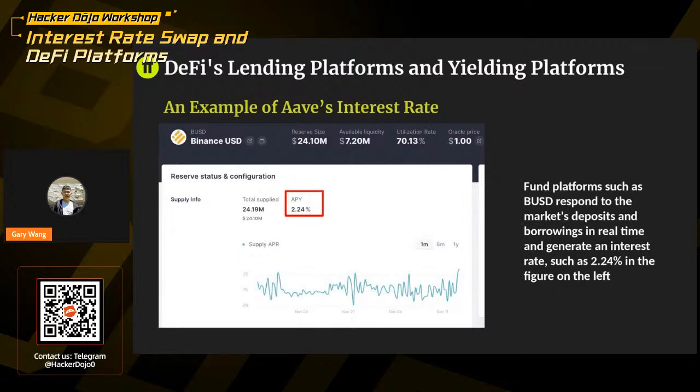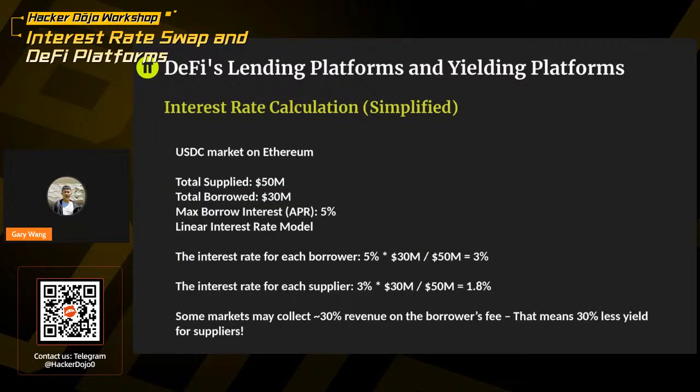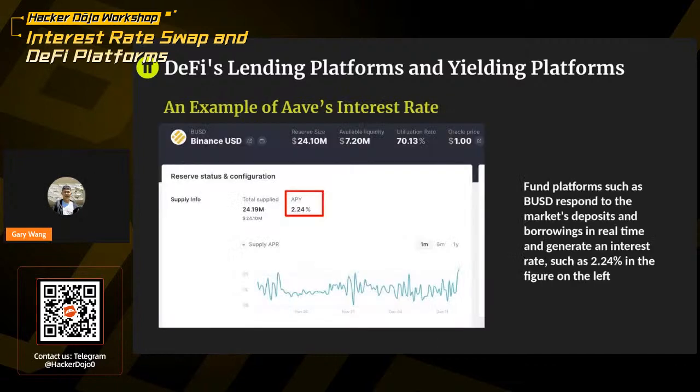This is because the loan to value ratio in the BUSD market is changing from time to time. So it will not remain stable at maybe 0.6. The loan to value ratio determines the borrow rate and the supply rate for lending protocols, such as Aave.